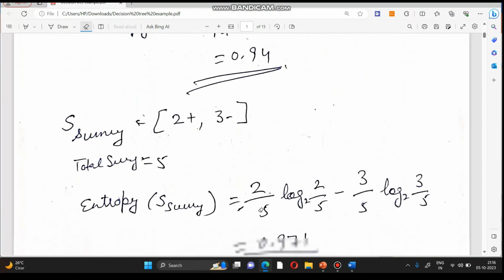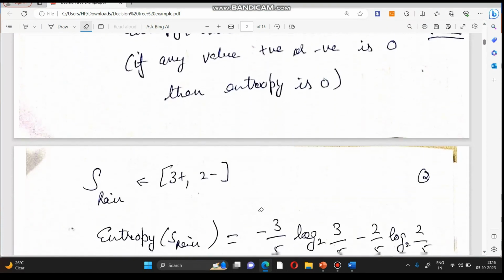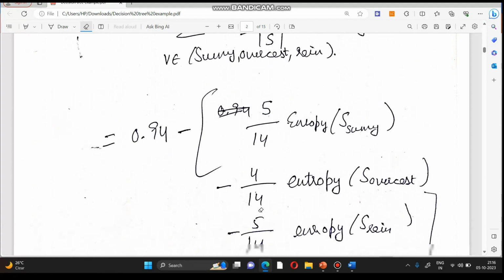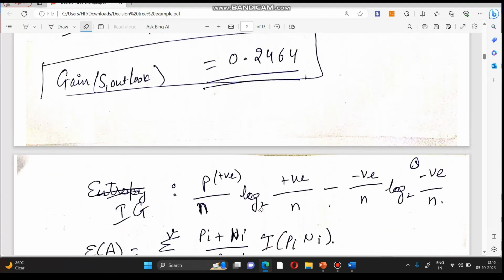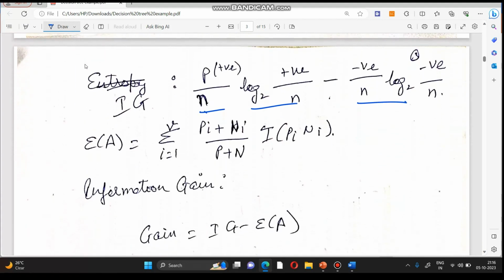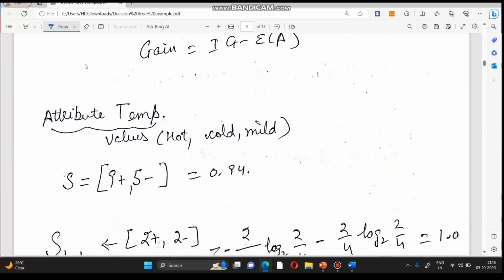I have already solved this, so rather than typing, we will have a quick look at this. This is what we have done till now. Now what is to be done in the next case? We have to calculate the information gain, which is p by n, log 2 p by n, and so on. So this is how we calculate information gain.